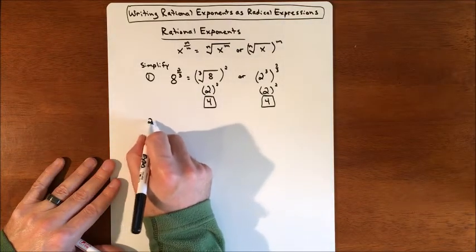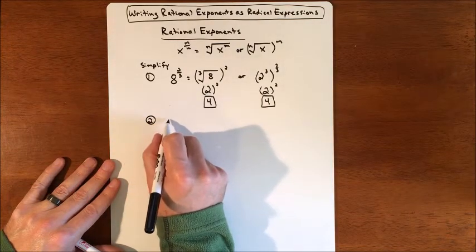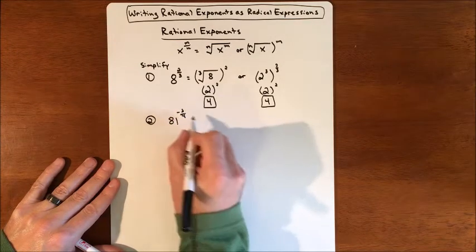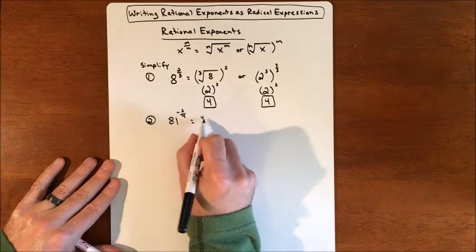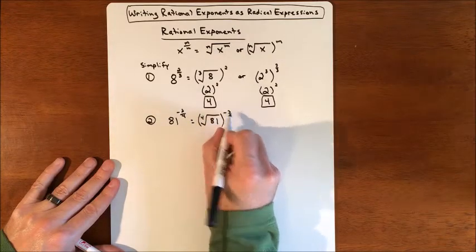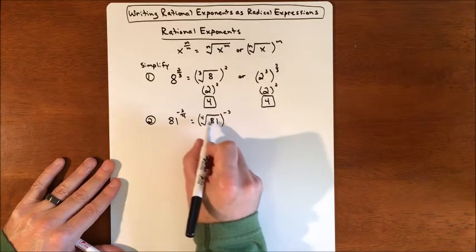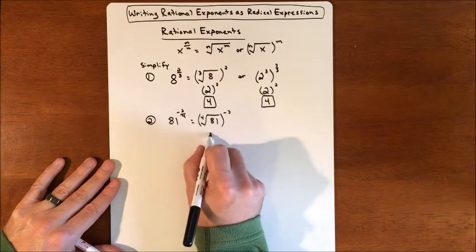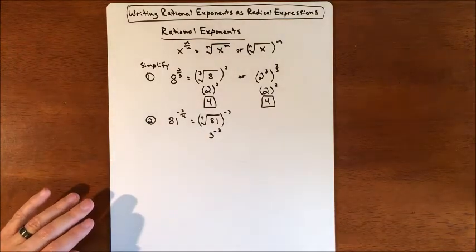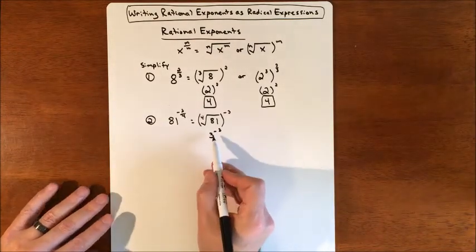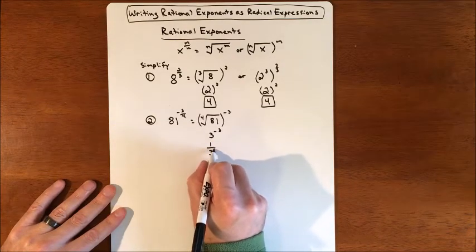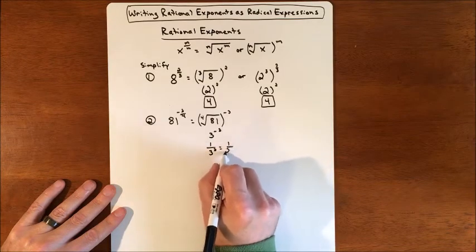So let's do another. If you have 81 to the negative 3/4, we're dealing with the 4th root of 81, and that is going to be to the negative 3rd power. So the 4th root of 81 is 3, to the negative 3. And negative exponents do not create negative numbers, it just flips it. So this becomes 1 over 3 to the positive 3, which is 1 over 27.